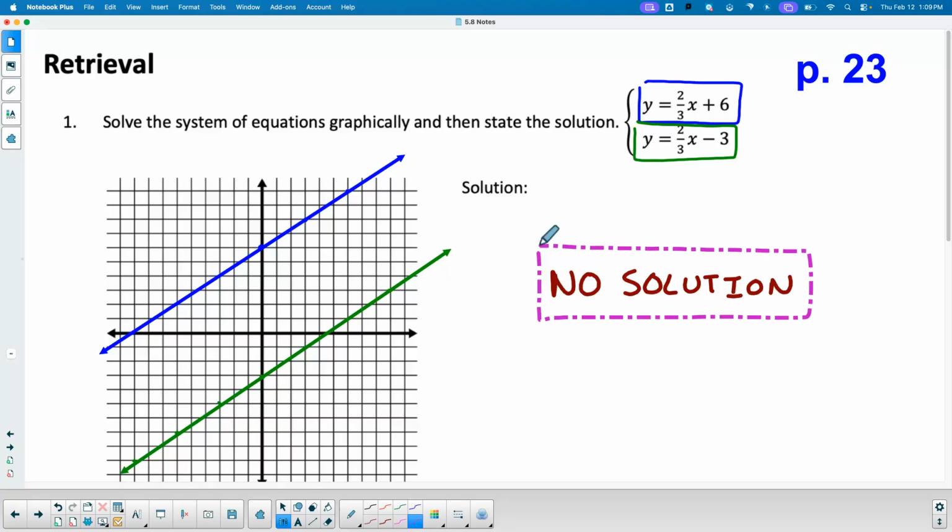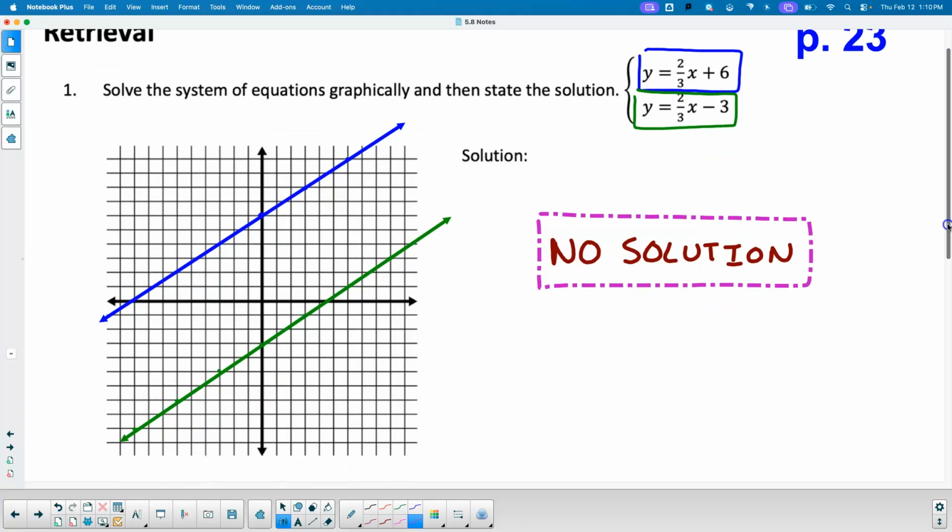Okay? Just putting nothing is not an answer. That's leaving it blank, and therefore you get no points. Okay? You gotta write down no solution. Okay? If they landed on top of one another, so if we ended up graphing basically just one line, what would that answer be? Infinite solutions. Yeah? Okay? Infinite solutions. All right.